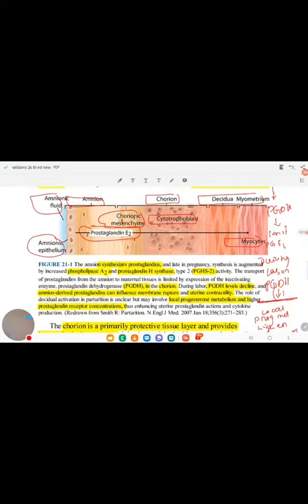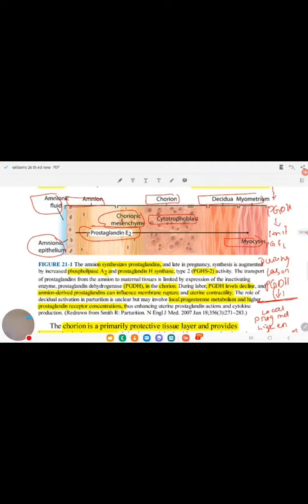This figure, what does this signify? The amnion synthesizes prostaglandin, and late in pregnancy this synthesis is augmented by increased phospholipase A2 and prostaglandin H synthase type 2 (PGHS2) activity. The transport of prostaglandin from the amnion to the maternal tissue is limited by the expression of the inactivating enzyme, prostaglandin dehydrogenase.